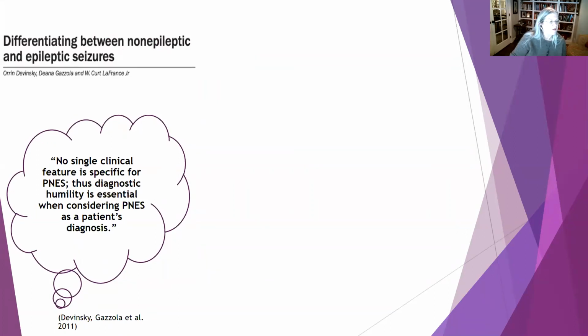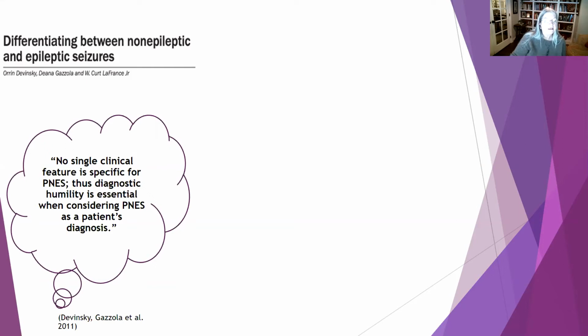And this article here, Differentiating Between Non-Epileptic and Epileptic Seizures, is written by Oren Davinsky and Kurt LaFrance, two just top names in the field. And their take-home message is that we have to be humble.